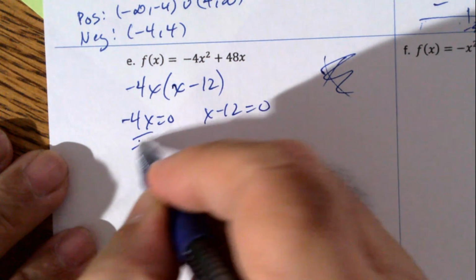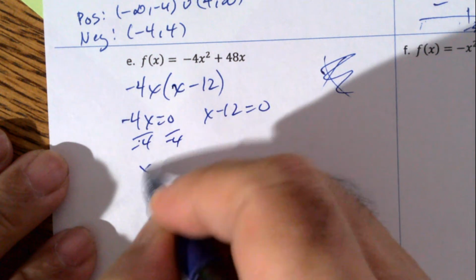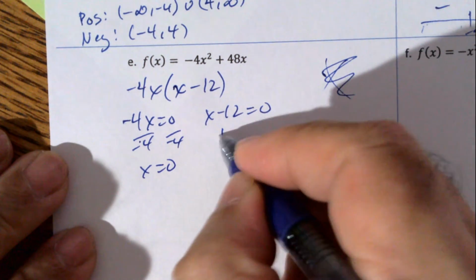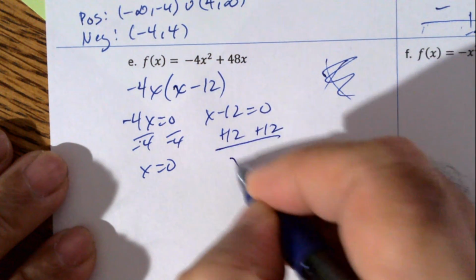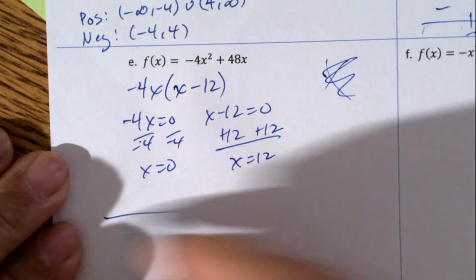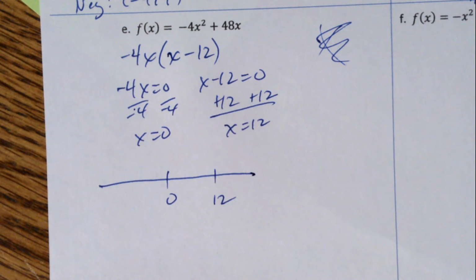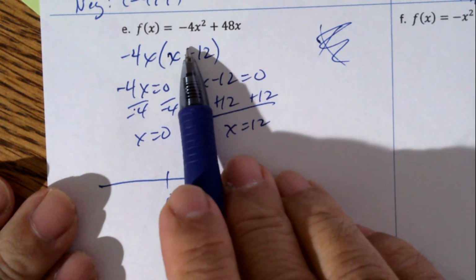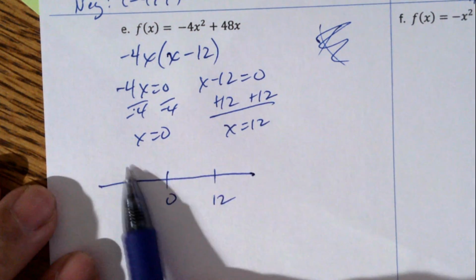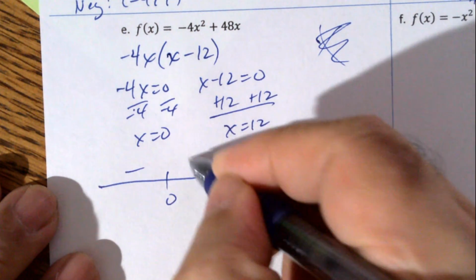Solve for x. So I got x equals 0. Add 12, add 12. I got x equals 12. So 0 and 12. To the left of 0, so here, if you said, oh, it starts with a negative, so it's going to be negative, positive, negative, you're absolutely correct.